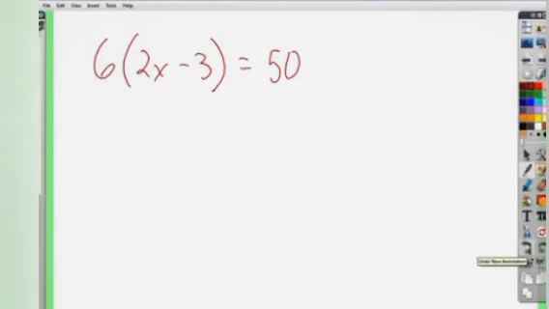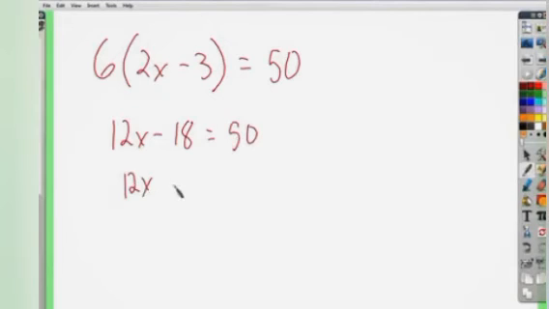In that case, I would distribute first, using the distributive property. I get 12x minus 18 equals 50. Add 18 on both sides. 68. Divide by 12.